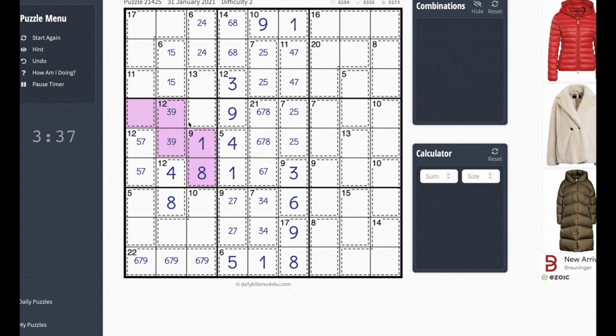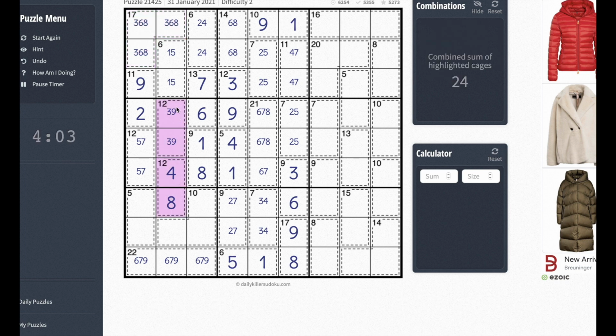Now, what are we missing in this square? Missing a 2 and a 6. So 2 couldn't go in there. So that's going to have to be a 6 with a 7. This is going to have to be a 2 with a 9. So here we can't have 2. Now this is 3, 6, 8.